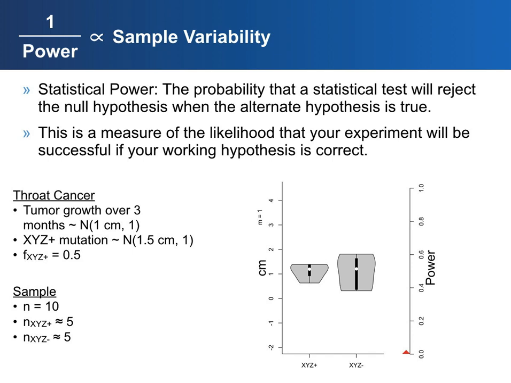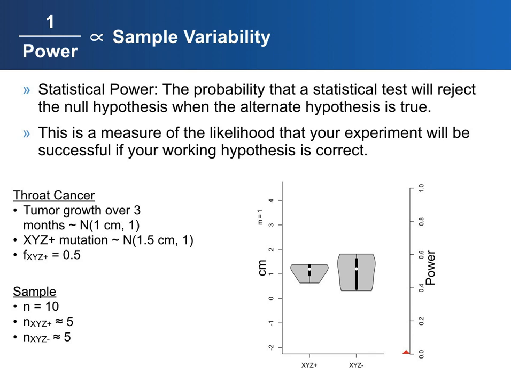Before we look at this further, let's go ahead and pick this figure apart a little bit so we know what we're talking about. On the y-axis, we have the tumor growth. So that's a change from the beginning of the study to 3 months later. We have an XYZ group and an XYZ negative group, those with and without. And then on the right, we have our power. So that's the proportion of all of the studies that we're simulating where we actually saw the difference. We had a statistically significant difference in our sample.